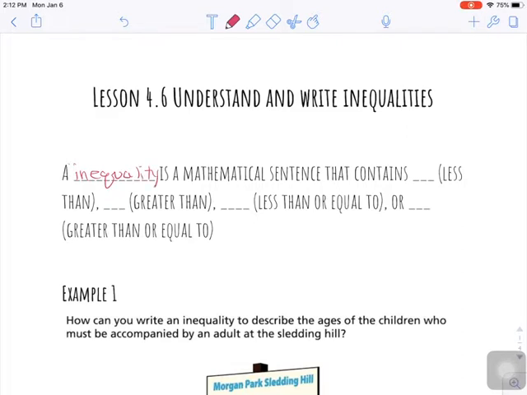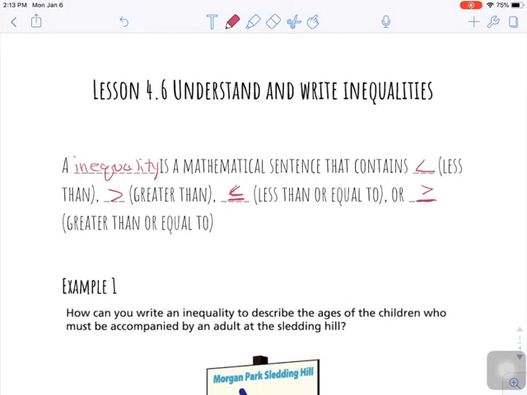is a mathematical sentence that contains 4 different signs. There's less than, greater than, less than or equal to, or greater than or equal to. And the signs that we use look like this. We have our less than sign, we have greater than, less than or equal to. If something's or equal to, we add a little straight line underneath it. And then we also have greater than or equal to. So those are our 4 inequality signs.